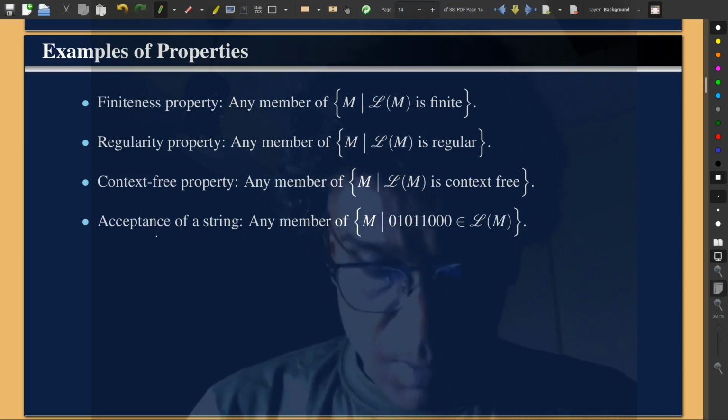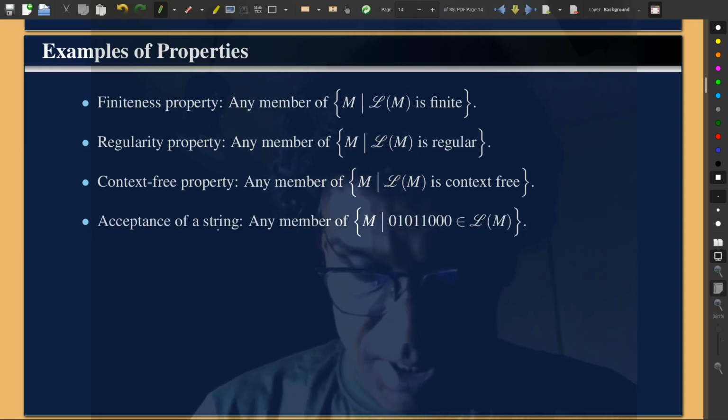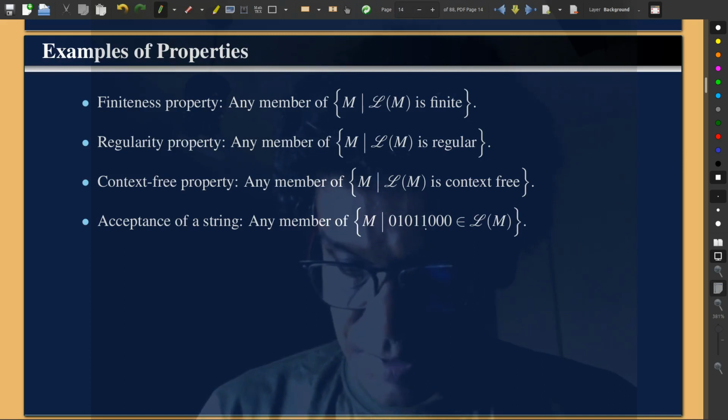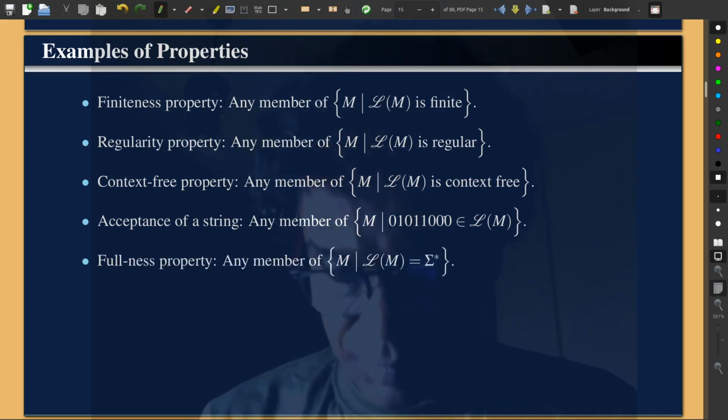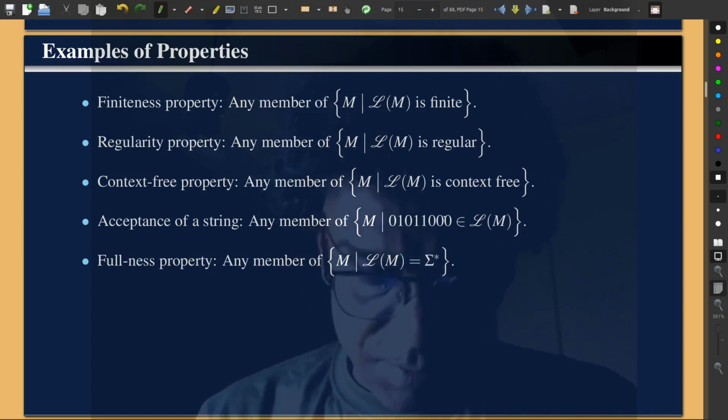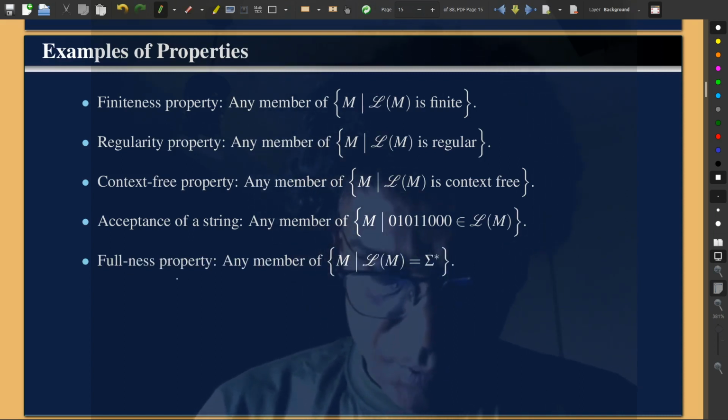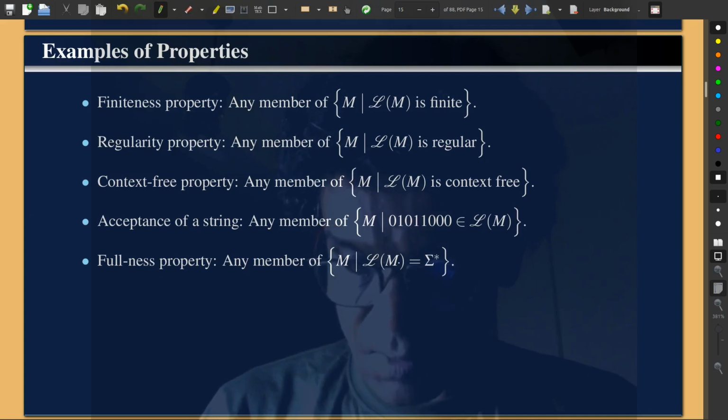You can also talk about acceptance of a string. This is a property. So, if the string is something like 0101100, then this property is specified by any Turing machine which accepts this string. And likewise, this is the fullness property. Like emptiness, this is the fullness property. Any member of the set of all Turing machines or encodings of Turing machines such that the language of the machine is the entire sigma star.